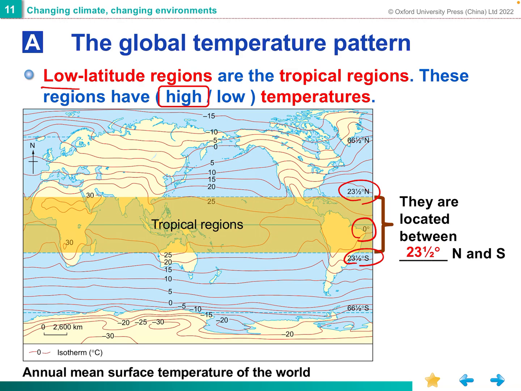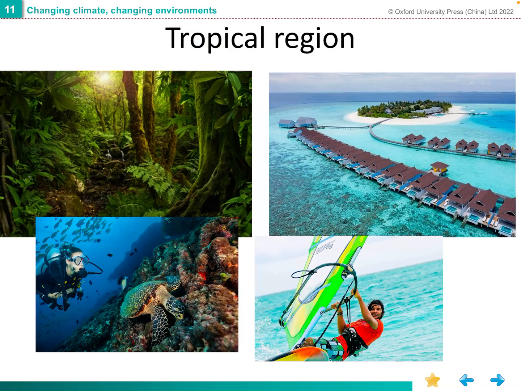One class is finished already. So this is the place we call low latitude region. We also call them tropical region, 熱帶地區. This word means very hot. Please highlight. If you learned already, please listen as revision. Here I show you quickly the tropical region. The places are very hot, so the people can enjoy different water sports. And we have a very famous tropical rainforest, 熱帶雨林.